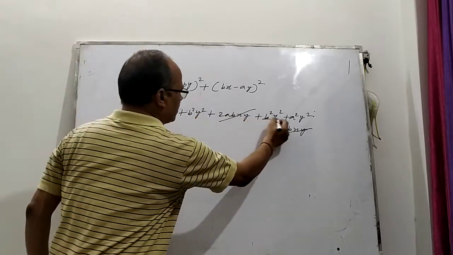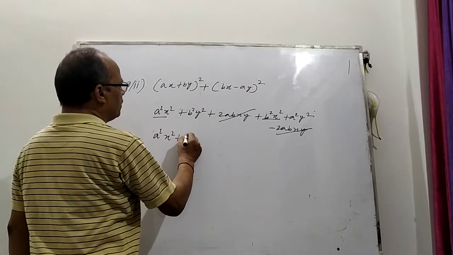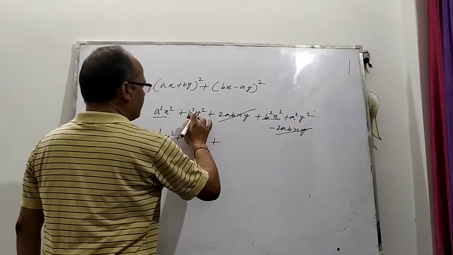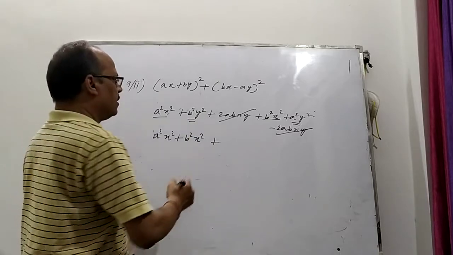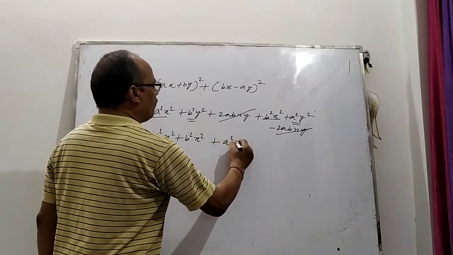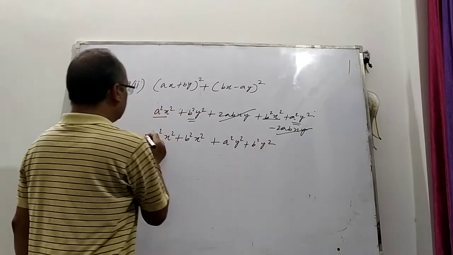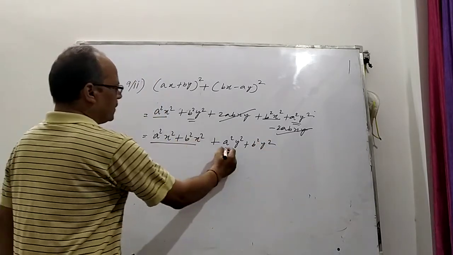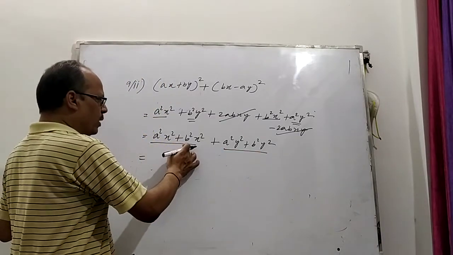Take this and this together. So a²x² + b²x², and this and this will be together: a²y² + b²y². What will be common here? You make the two groups. From the first group, what will be common?